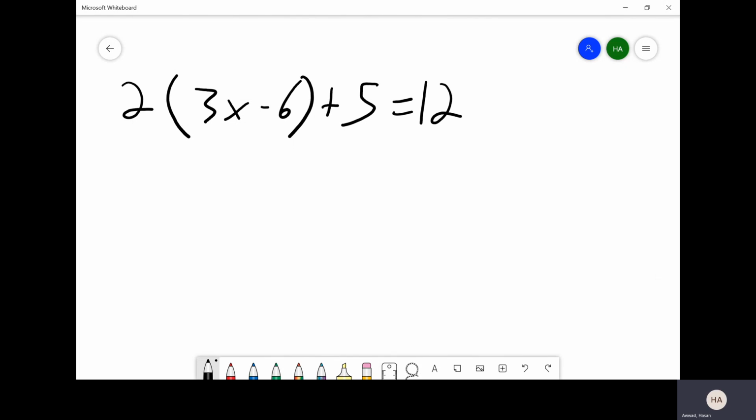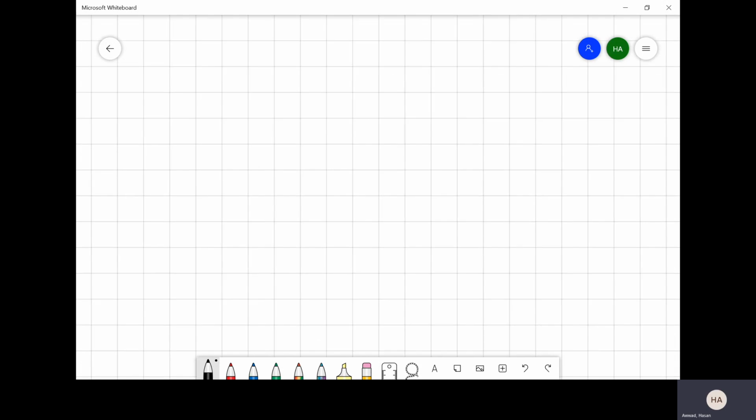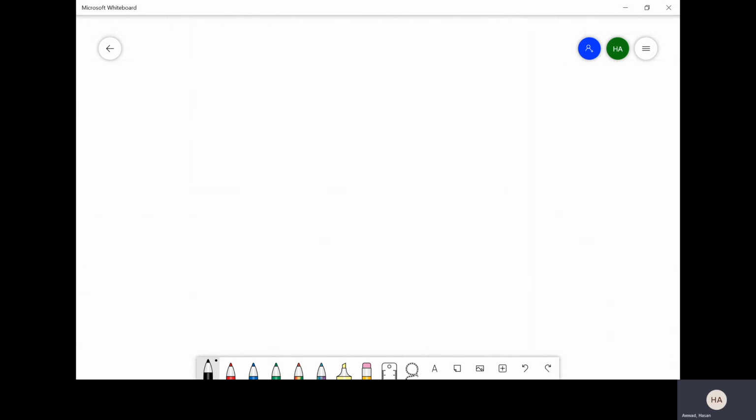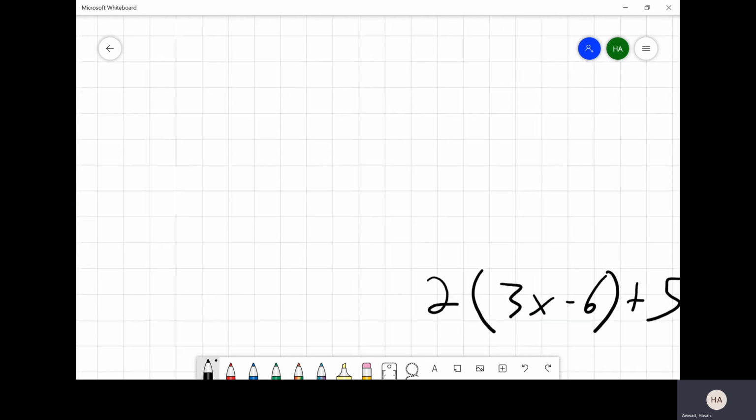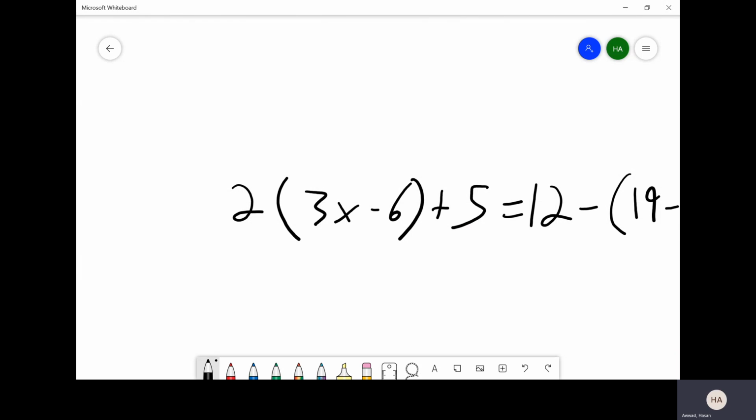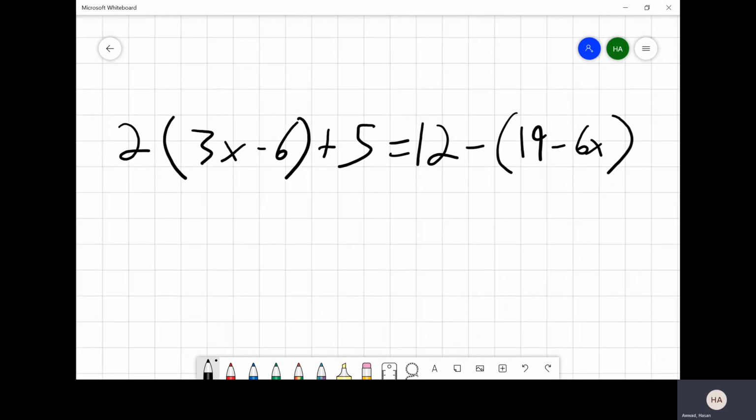12 minus 19 in parentheses minus 6x close parentheses. Okay, so our very first step is clear fractions, right? Well, we have no fractions to clear, so great, skip that step. Okay, next step is, if I remember correctly, I erased everything, didn't I? That's unfortunate. That's okay. Our next step is expand the terms if necessary, right?